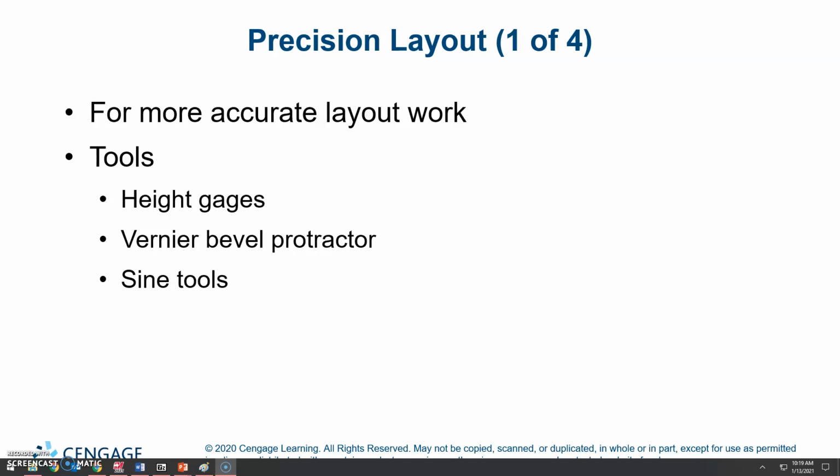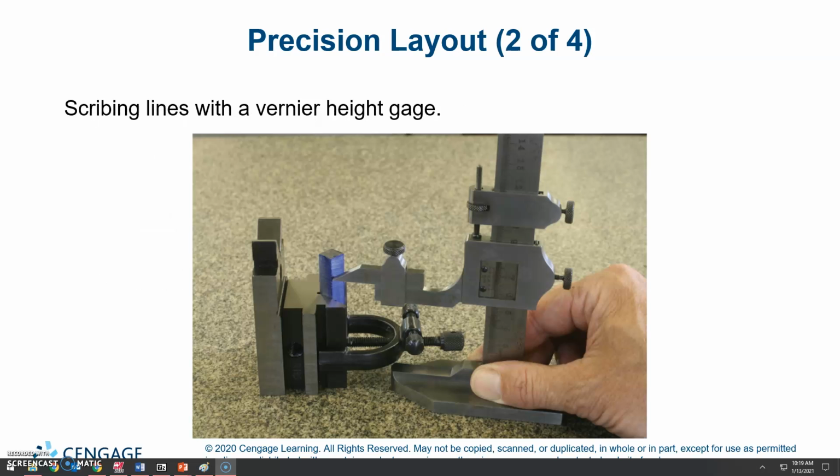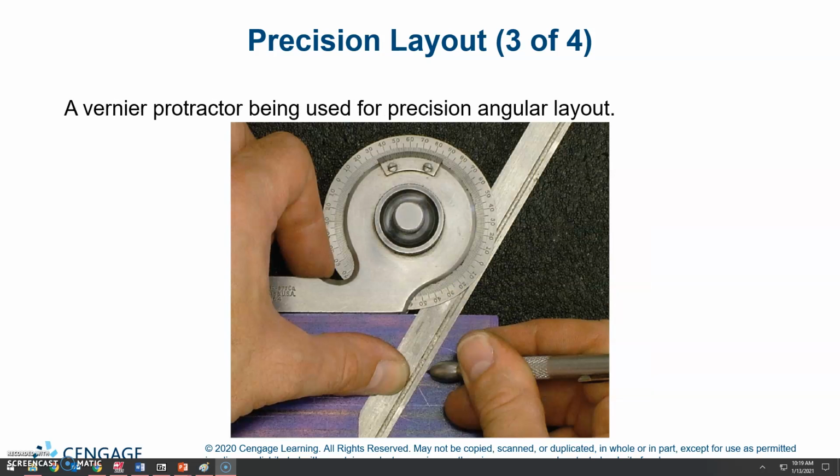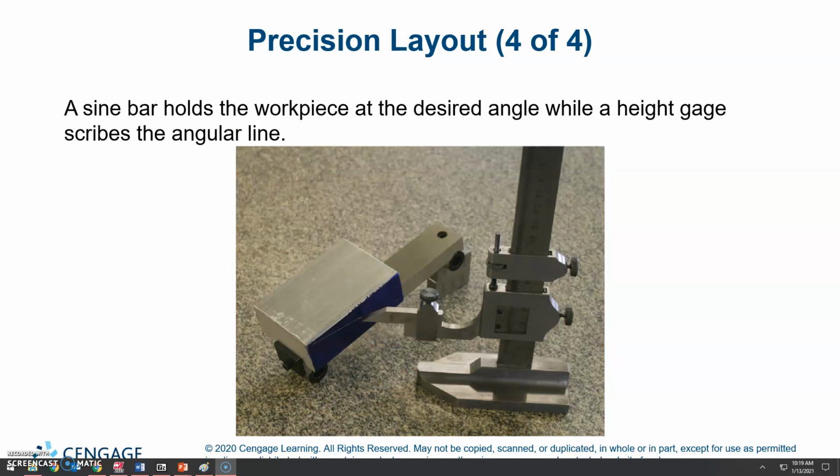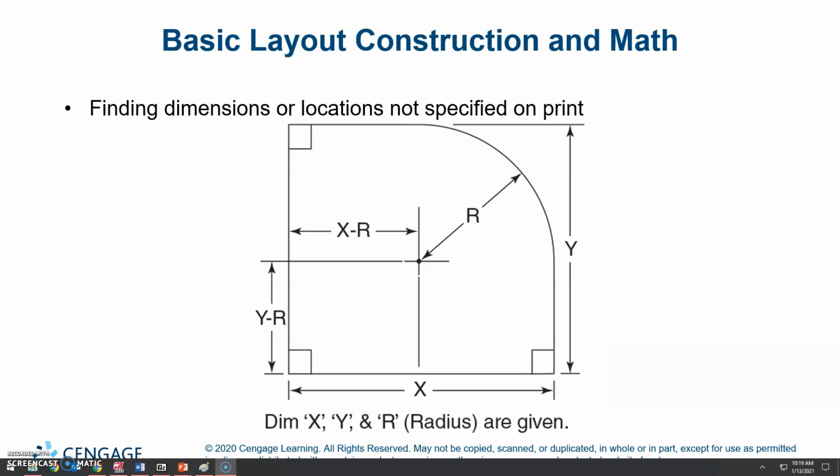For more accurate layout work, tools include a height gauge, a vernier bevel protractor, and sine tools. So, scribing lines with a vernier height gauge, a vernier protractor being used for precision angular layout, and a sine bar holds the workpiece at the desired angle while the height gauge scribes an angular line. So these are going to be a little bit more precise than the others.